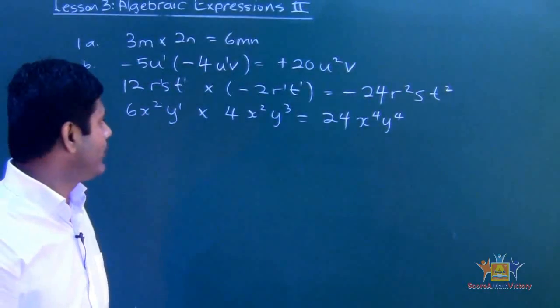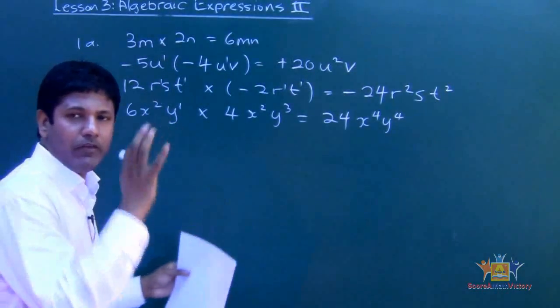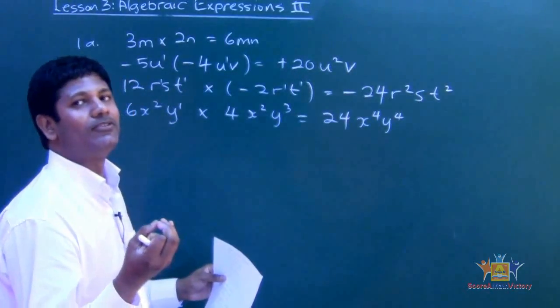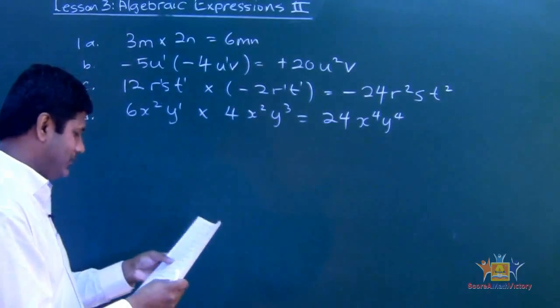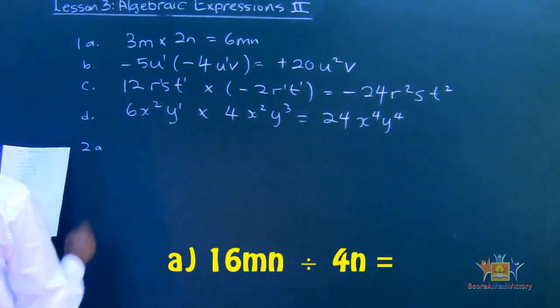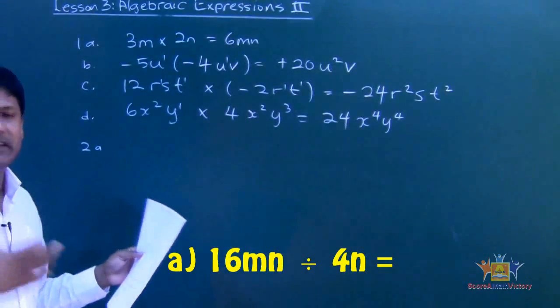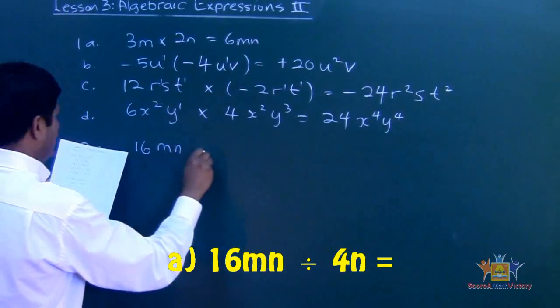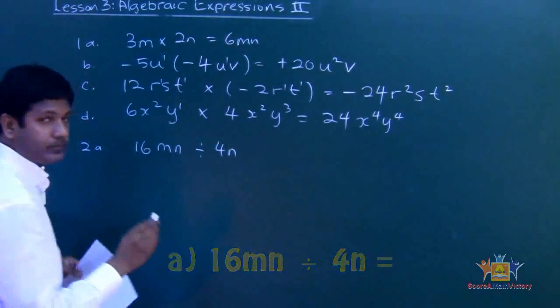All right, it's very important, okay? Pretty easy, isn't it? Straightforward. When you multiply, you add the powers. When you divide, you subtract the powers, all right? Okay, let's do the next one, which is going to be the division. 2a. Okay, we say find the quotient. That means you're dividing. So you got 16mn divided by 4n.